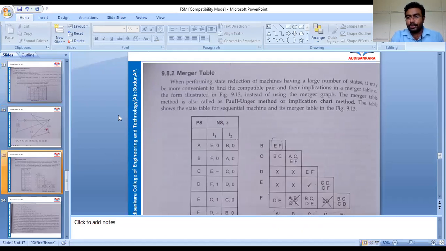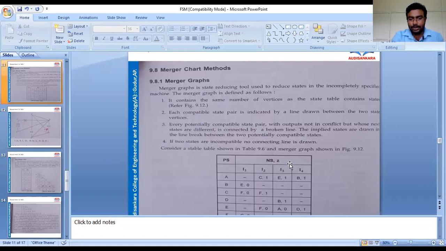Just now I have explained what is meant by an incompletely specified state machine. You can see here, students, for the present states A, B, C, D, E, F, for some inputs applied to each present state, they haven't given the next state and output. So if the information is given incompletely in the state machine, we call such a table or machine an incompletely specified state machine.